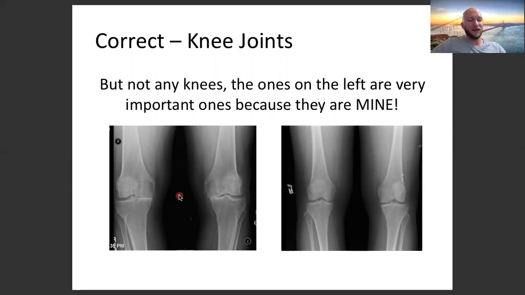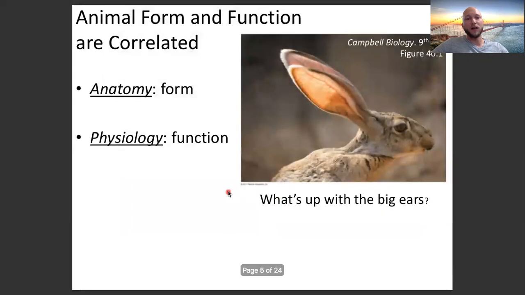His knees don't have that cushion. His knees just don't function as a healthy 15-year-old's knees would function. The structure has been altered, and therefore the function has been altered. Form and function, highly related. Let's look at another example.